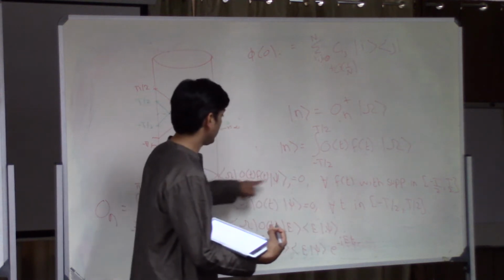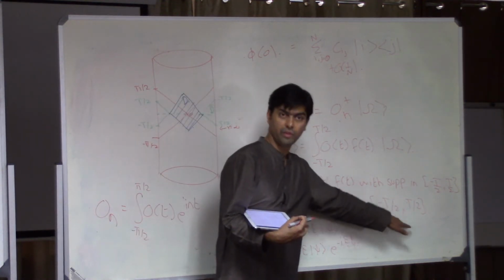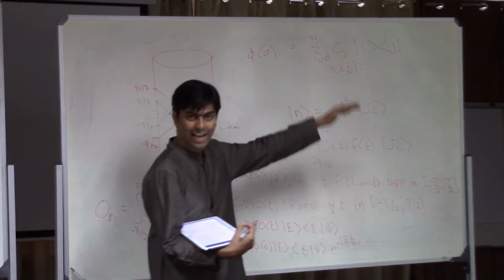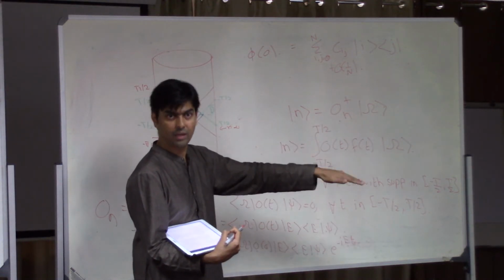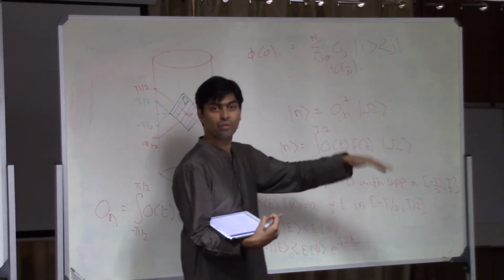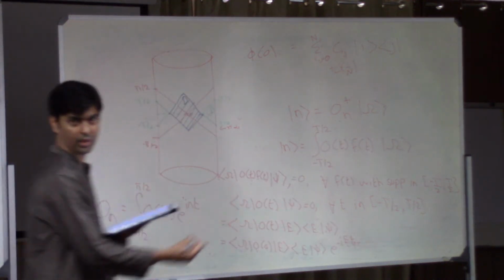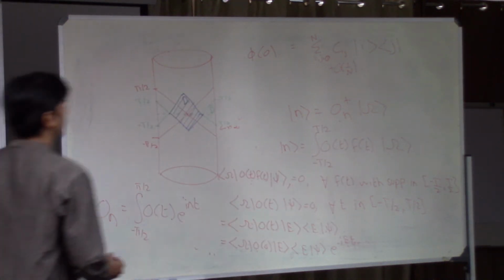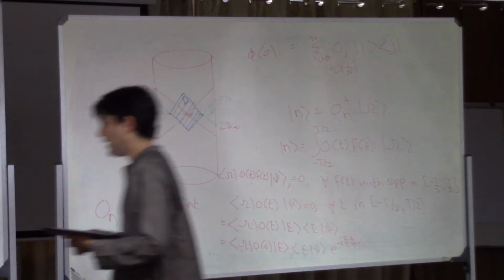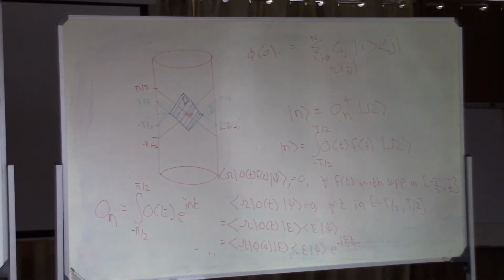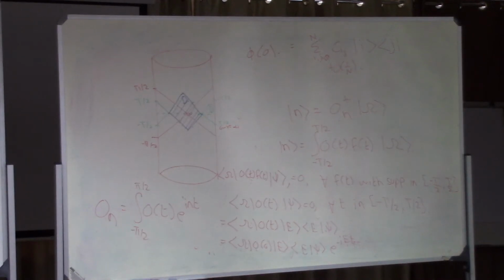So I have a function here which is 0 in this interval, minus t by 2 to t by 2, and it's analytic in the lower half plane. In fact, that tells you that the function is 0 everywhere on the real line. This is what's called the edge of the wedge theorem sometimes.